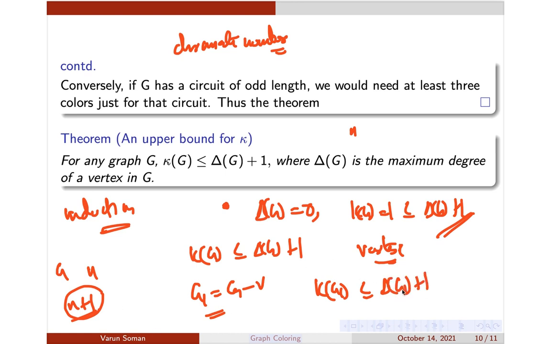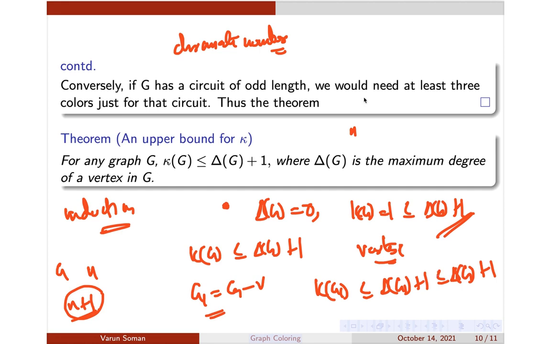Now the maximum degree of this G1 will anyway be less than or equal to the maximum degree of G, because G contains more edges. So delta of G1 plus 1 will always be less than or equal to delta G plus 1, because G1 is obtained from G by deleting a vertex V and also its edges which are adjacent to V. Therefore, the maximum degree of G1 will always be less than or equal to delta G plus 1.